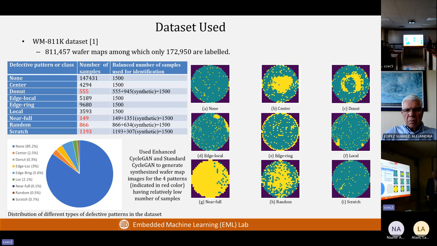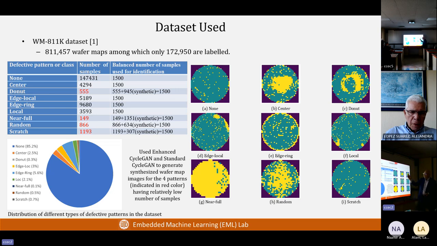It has about 800,000 wafer maps. Only 170,000 of them are labeled. What you see here is that for non-defective, we have lots of samples. But for some of the defective ones, we don't have very many samples. The red ones, there are not very many. So if we use Enhanced CycleGAN, we can generate enough samples for a deep neural network to do a better job in identifying these patterns.